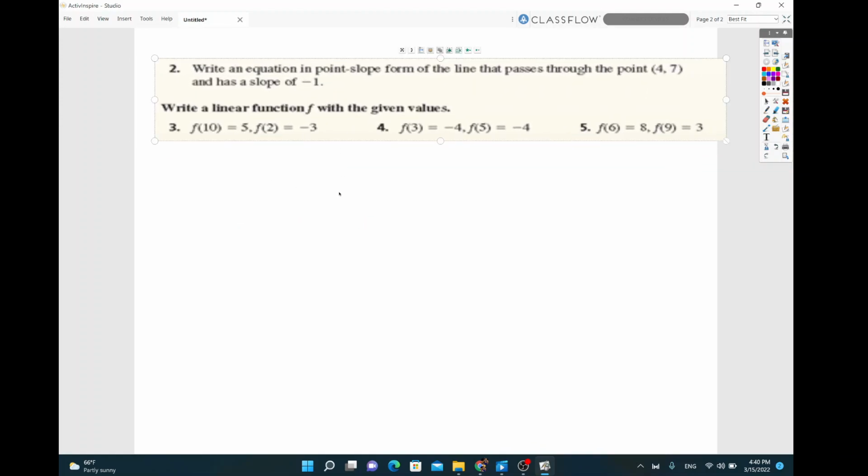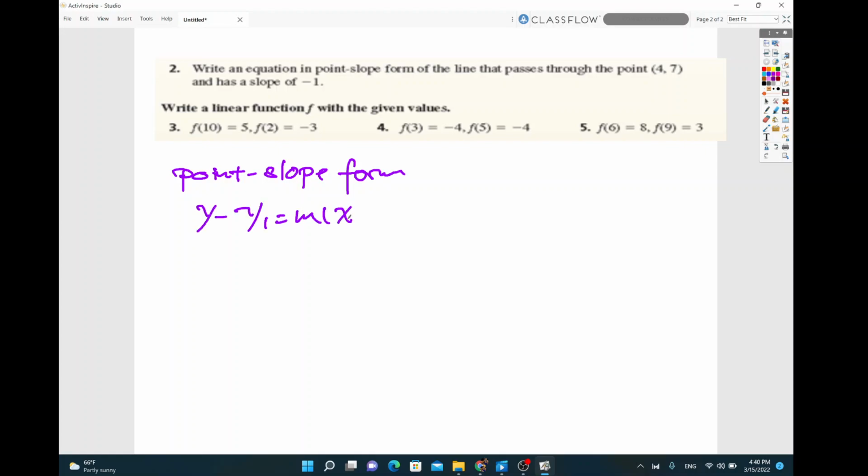Number 2 says to write an equation in point-slope form of the line that passes through the point (4, 7) and has a slope of -1. This one is pretty straightforward. We know that the point-slope form is based off the slope formula: y minus y1 equals the slope m times the quantity x minus x1. Always keep in mind we can derive this from the slope formula.